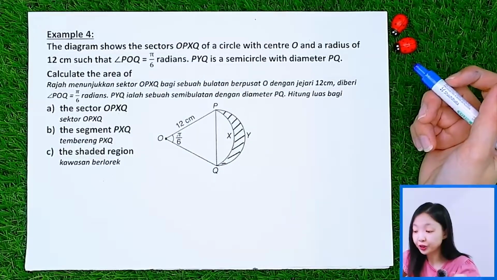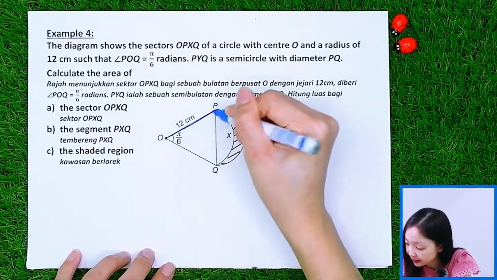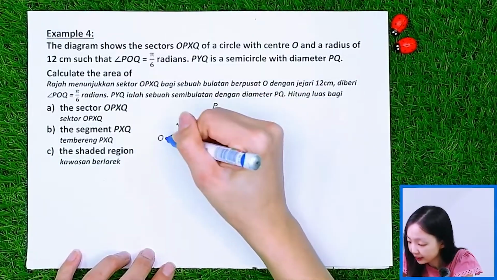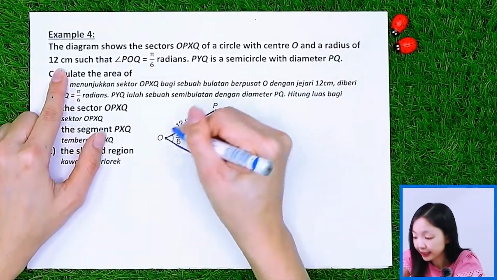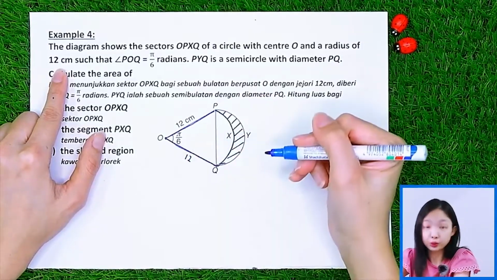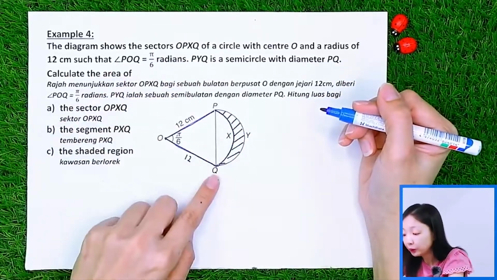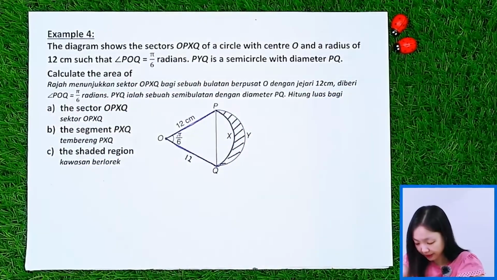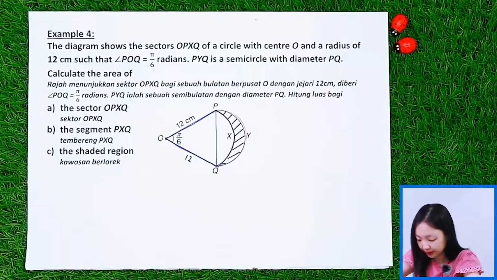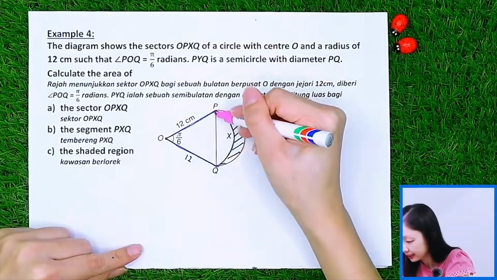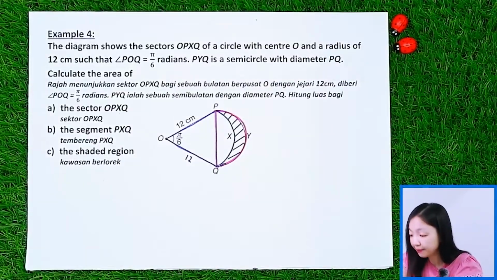Example 4. The diagram shows a sector OPSQ of a circle with center O. So the sector is here, OPSQ, with a radius of 12 cm. So here is the 12 cm, here is also the 12 cm, and the angle is pi over 6 radians. PYQ is a semicircle. So this is the semicircle with the diameter PQ.